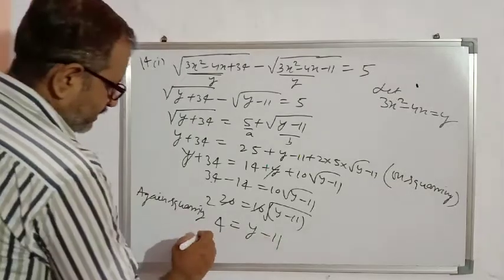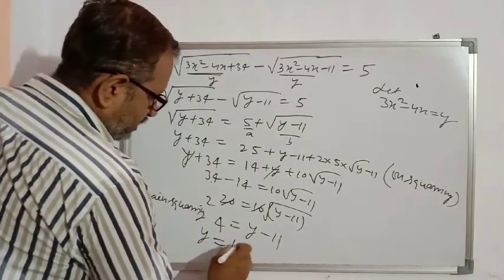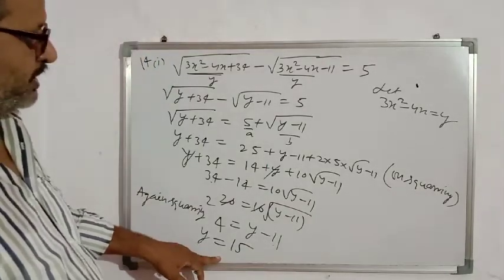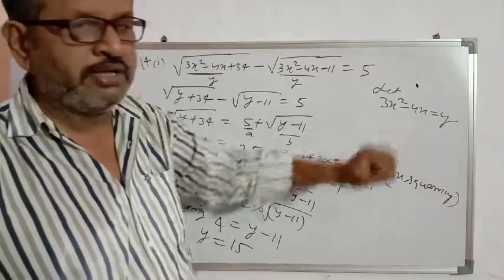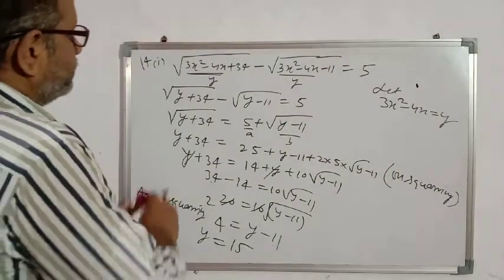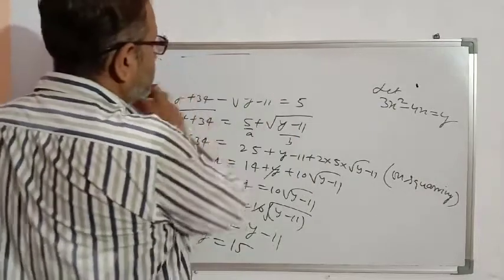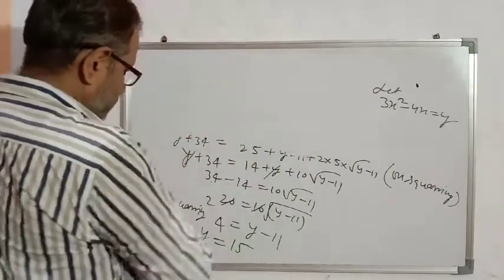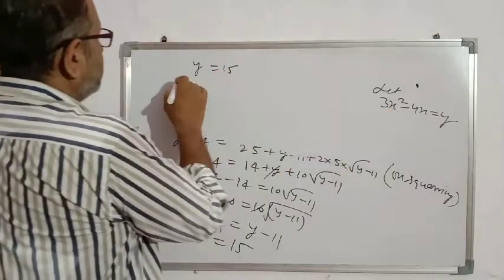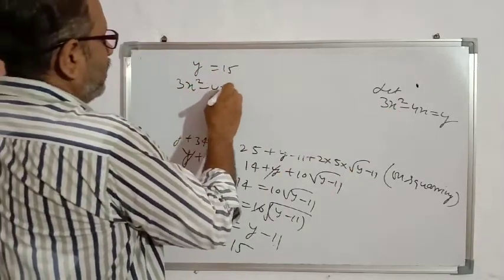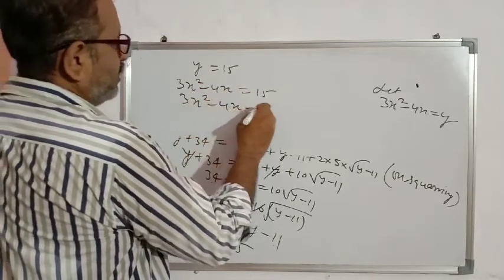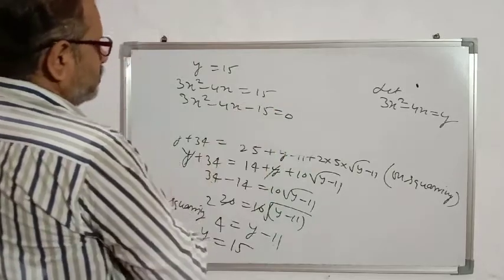Transpose 11 to the left side. What will y be? 11 plus 4 is 15. So y is 15, and the value of y is 3x square minus 4x. So y is equal to 15. Put the value of y: 3x square minus 4x is equal to 15. So 3x square minus 4x minus 15 is equal to 0.